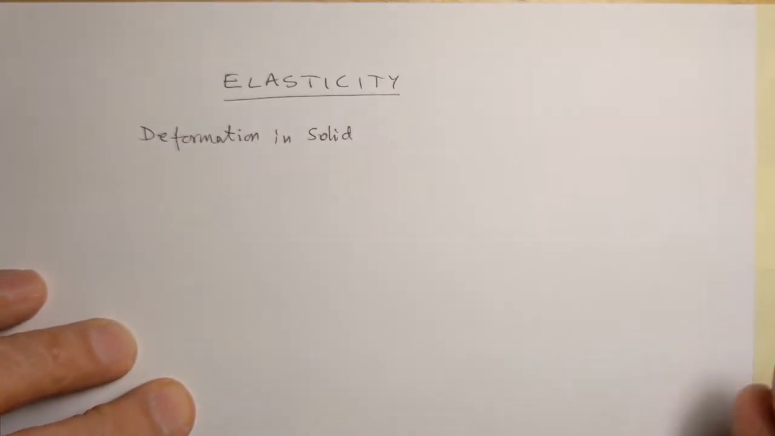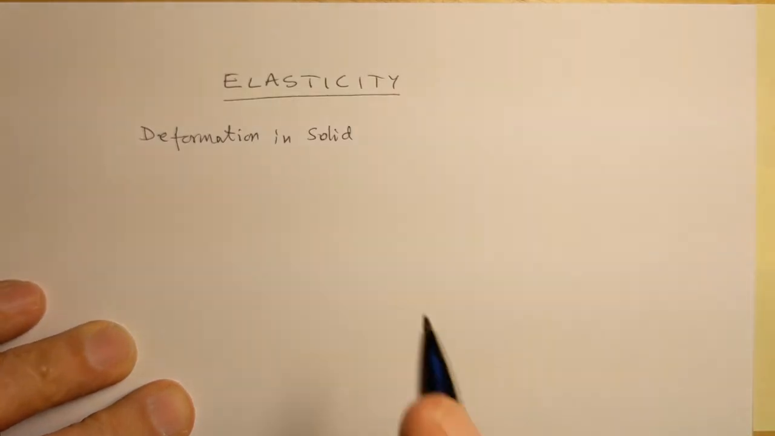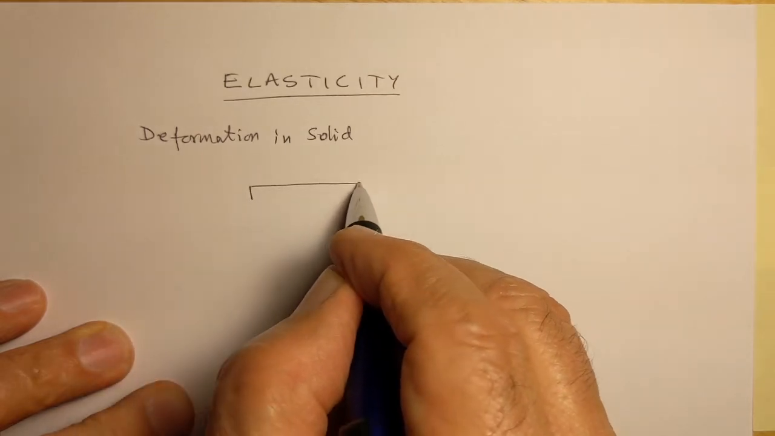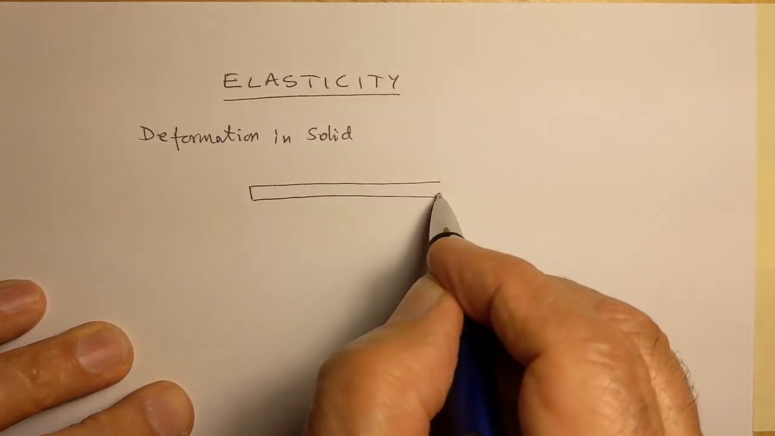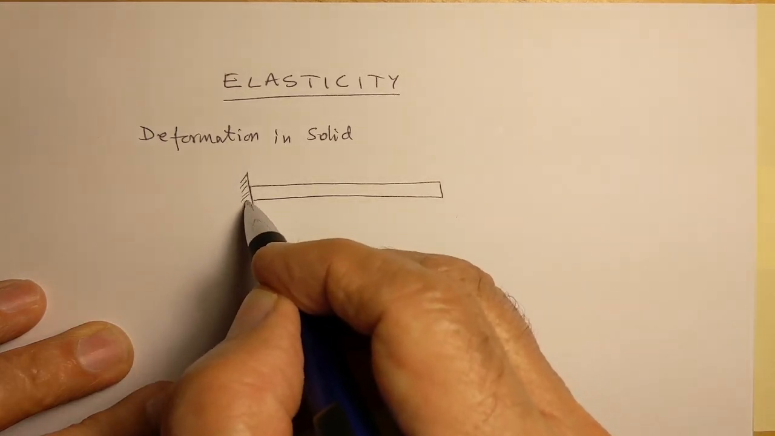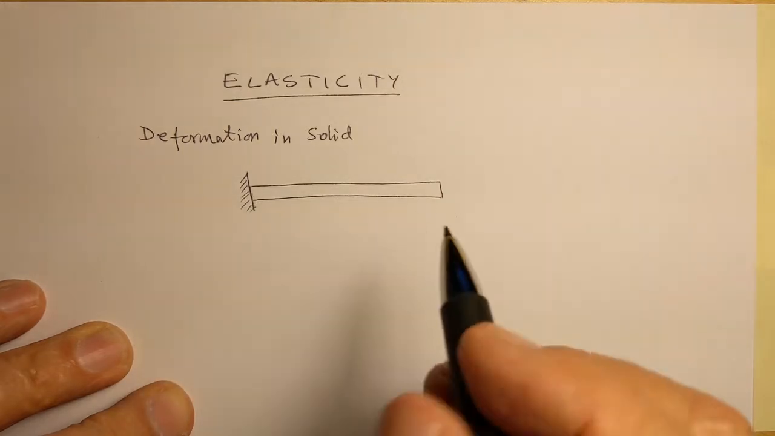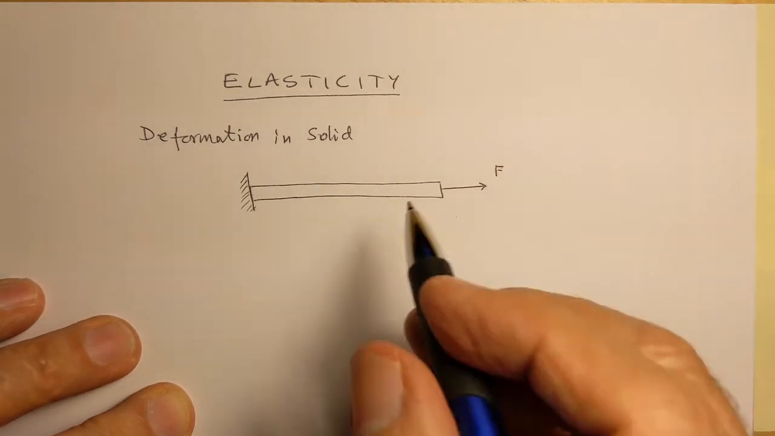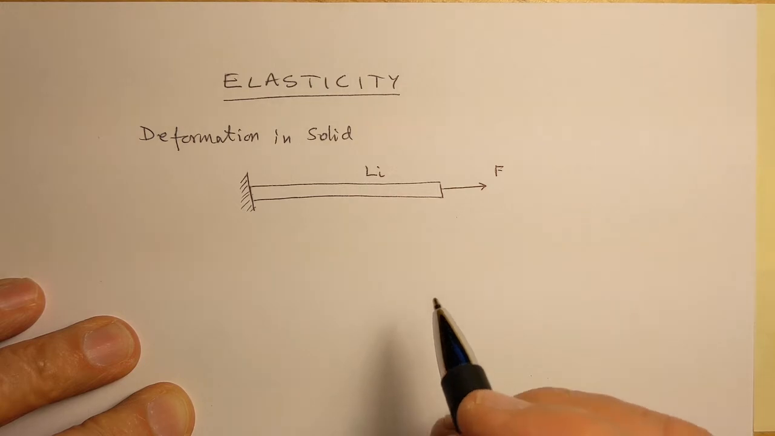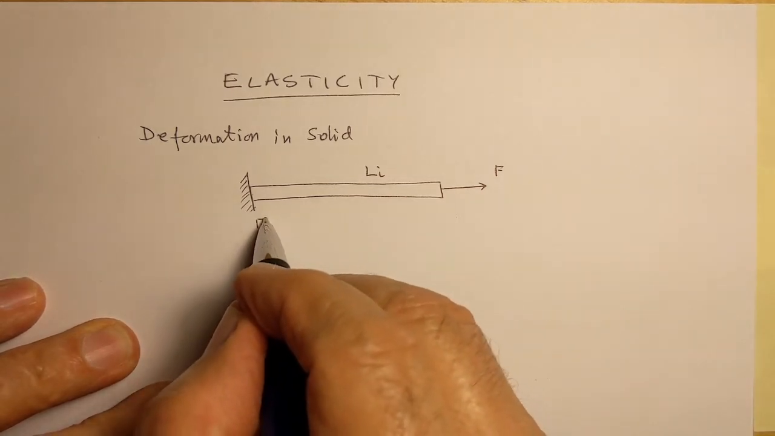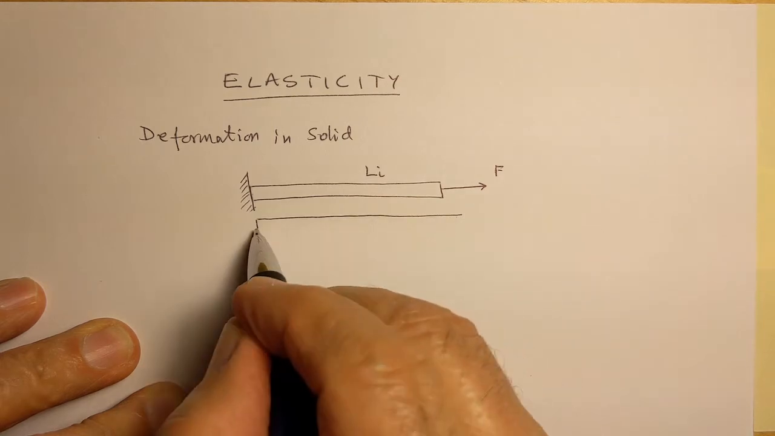In a metal, let's say a steel rod, the deformation is going to be extremely small, but it will still be there. So let's assume that we take a steel rod or a metal rod, or any other material would also do, and we hold it firmly on one side and we pull it with a force F to the right. If the original length is L initial, due to the application of the force, the rod will become slightly longer.